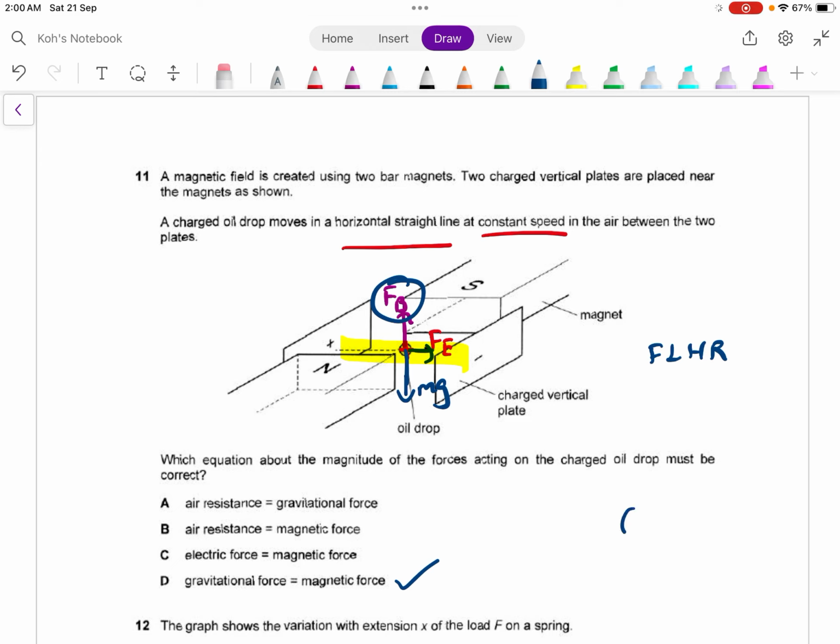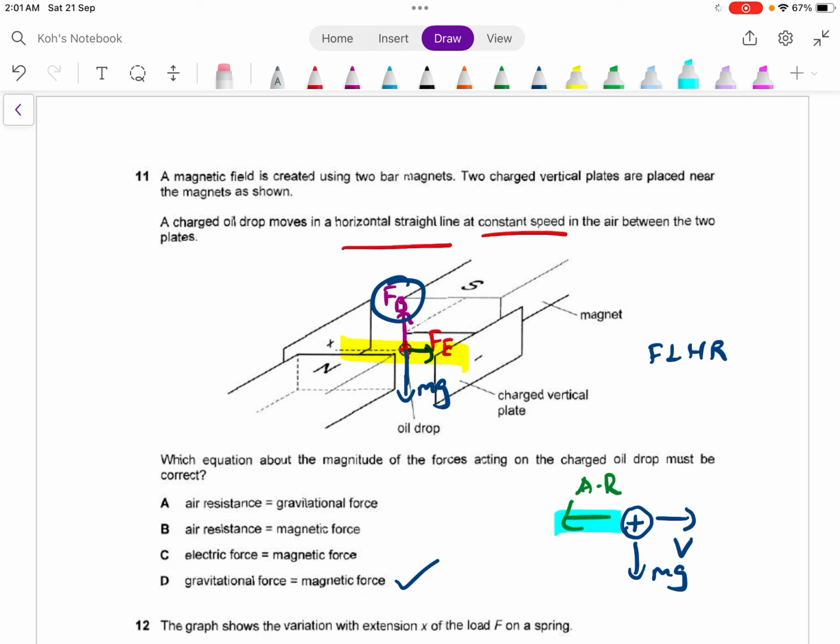For example, this is a positive charge, and it is moving in this direction. There is a gravitational force in this direction. However, the air resistance is acting in this direction. So I also cannot prove that they are always the same. Then of course B is also not the same, because air resistance is in this direction.